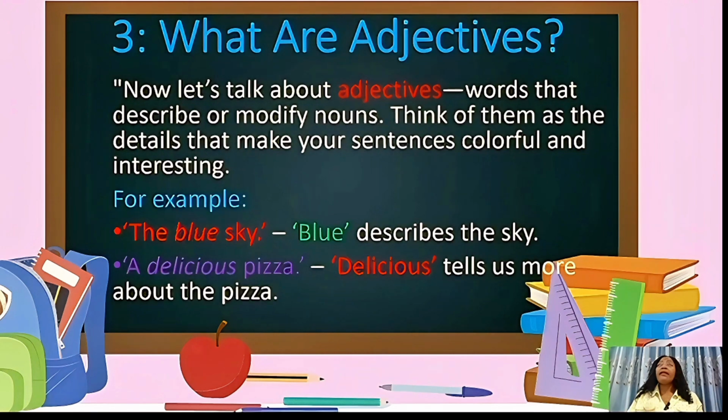For example, the blue sky. Blue here describes the sky. How is the sky? Is it red? Is it black? Is it white? The sky is blue. So blue here is an adjective that describes the sky. A delicious pizza. It's not just a pizza, but a delicious one. So delicious here tells us more about the pizza. Adjectives just make your sentences colorful and interesting.